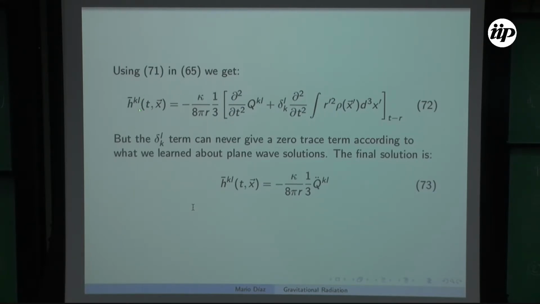Then we get that essentially the metric perturbation can be written in terms of those quantities. But the d tilde k term will not give a zero trace, due to what we learned from plane wave solutions. So the final solution essentially is going to be dropping this, and this is the only surviving term.